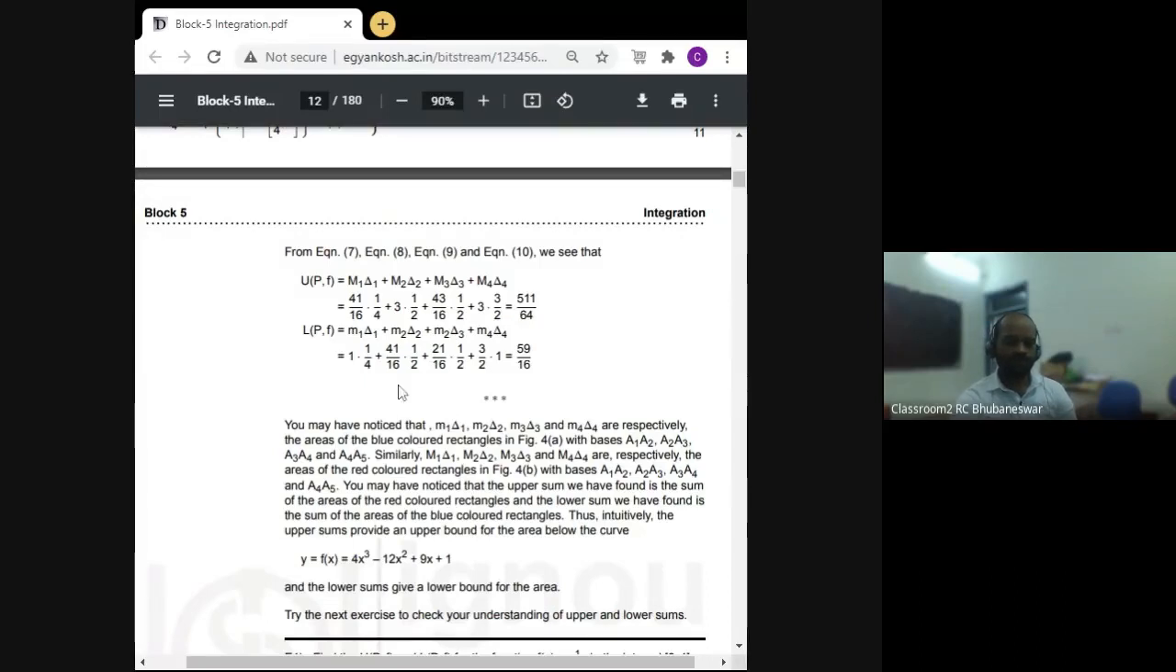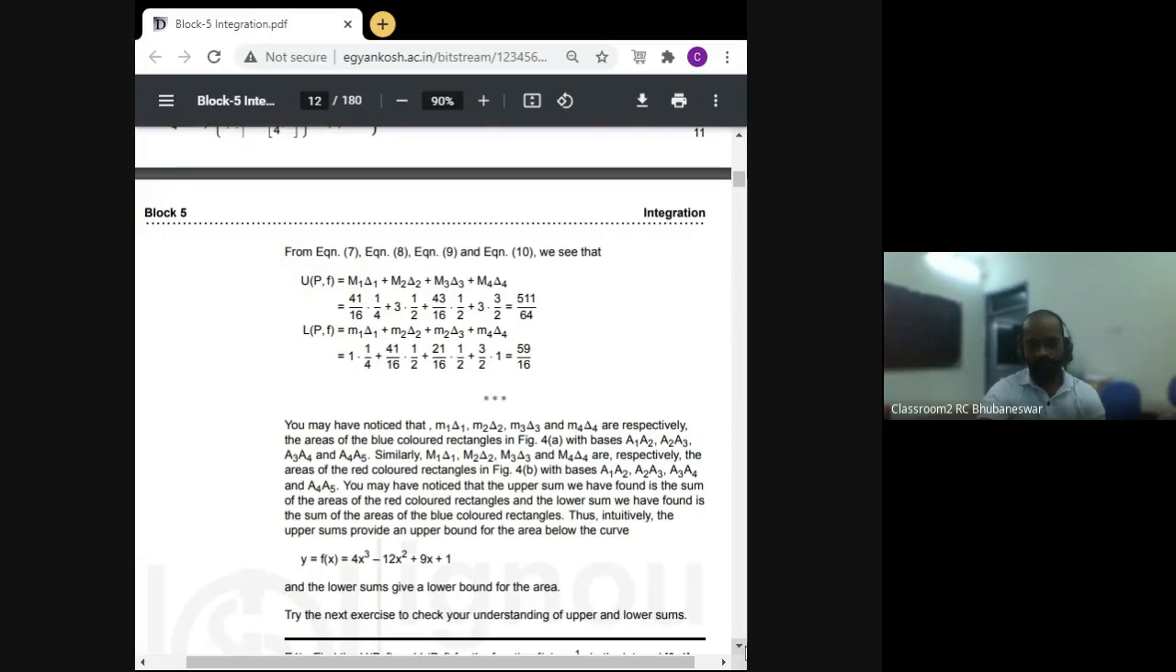Similarly, the same definition has been used to calculate the value of the lower Darboux sum, and its value will be 59/16. So these are the basic definitions of the upper Darboux sum and lower Darboux sum of the function with respect to a partition. Whenever we calculate the upper and lower Darboux sums with respect to a partition, the value will be different if we choose a different partition of an interval. Maybe the interval is fixed, but if we change the partition points, then obviously the value will be different.